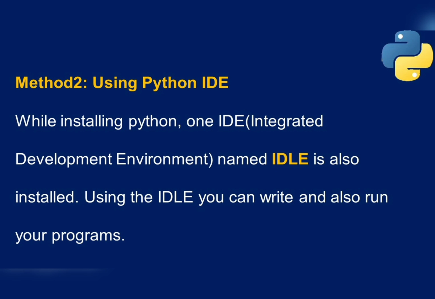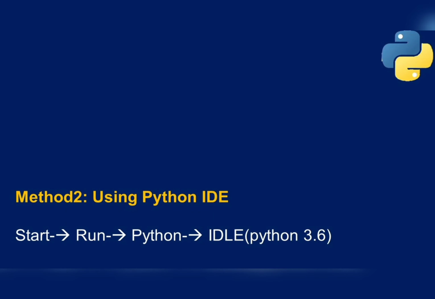Method 2. Using Python IDE. While installing Python, one IDE named IDLE is also installed. Using IDLE, you can write and also run your programs. First, click on Start, then Run, and then write Python. It will show IDLE Python 3.6.